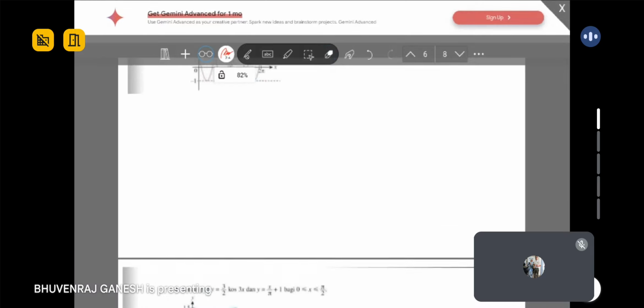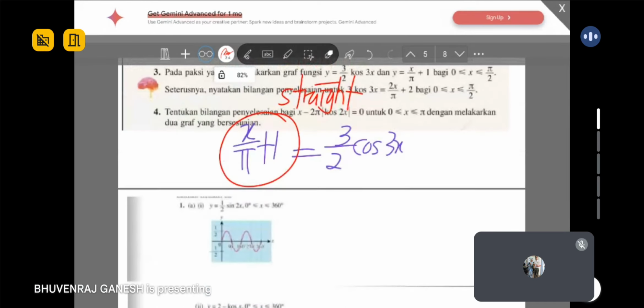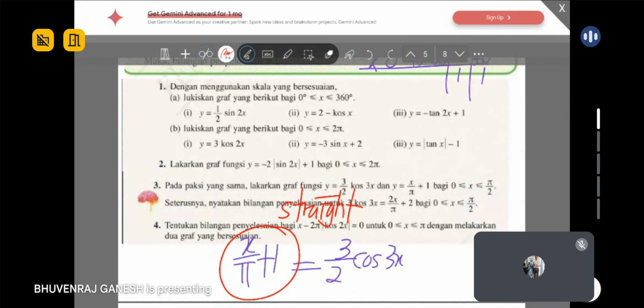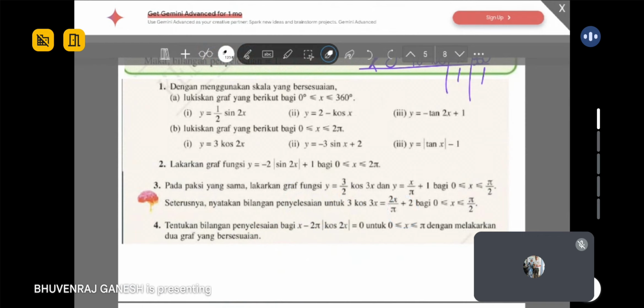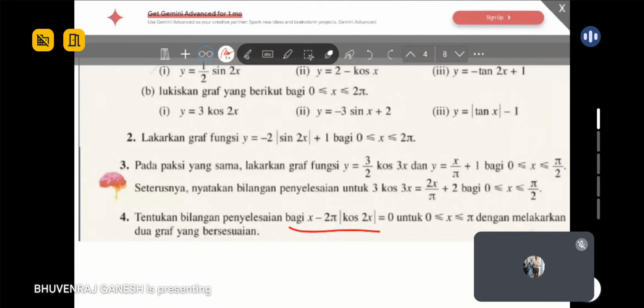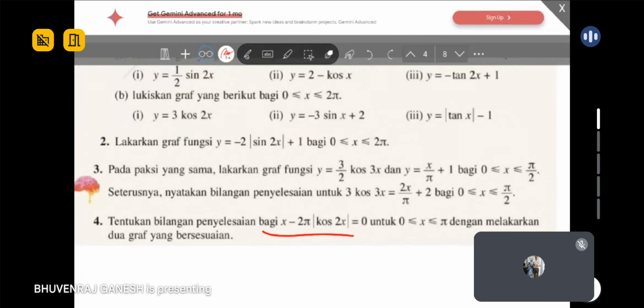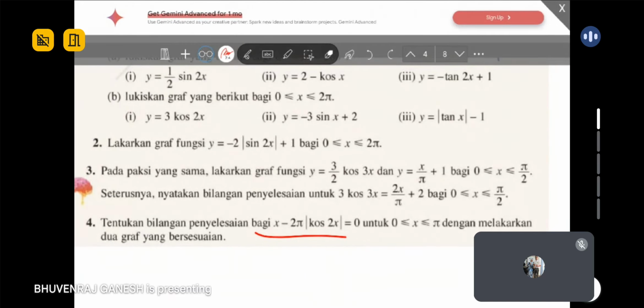Now we see question number 4, the last question for this type of practice. So this one, they ask you to draw 2 suitable graphs. Okay, guys, focus on this question. Look at this question, it is a bit different. Why is it different? Because they never tell you the 2 equations, guys.